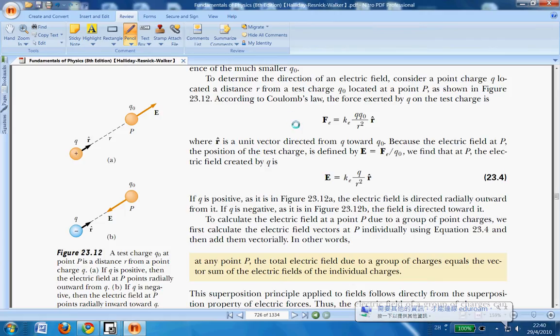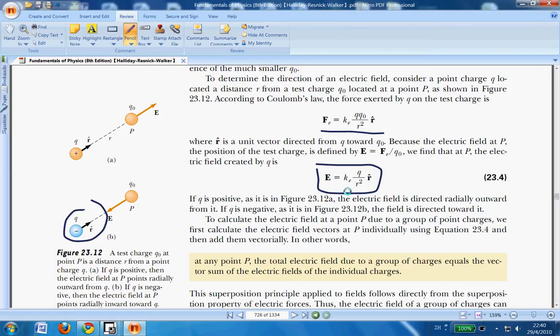Then by Coulomb's law, the force is equal to Ke, the coefficient of electrostatics, times Q Q0 over r squared. And by the definition of the electric field, it is the force divided by Q0. Here is the equation of the electric field. It possesses all the properties of the electrostatic force. It obeys the inverse square law and depends on the initial charge Q, and its direction is along the r-hat direction.